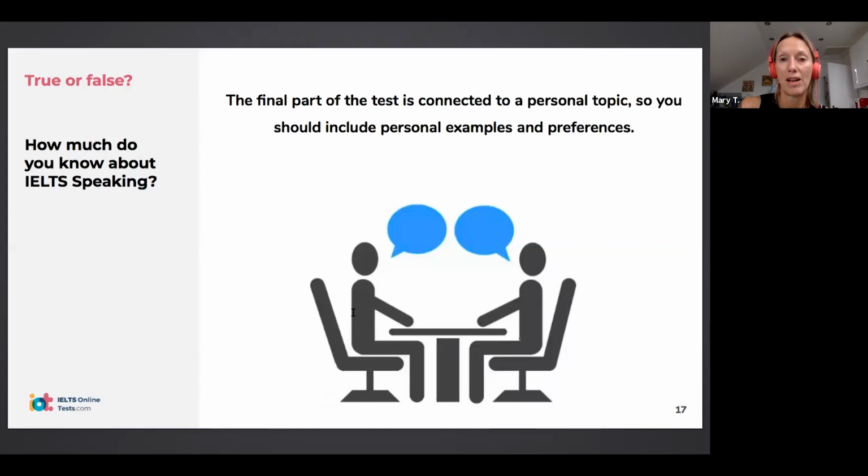Okay, the final part of the test is connected to a personal topic, so you should include personal examples and preferences. Is that true or false? False. So yes, everybody's saying false. Some of you are saying true. False. Okay, it's false. So the personal topics are really part 1 and part 2.